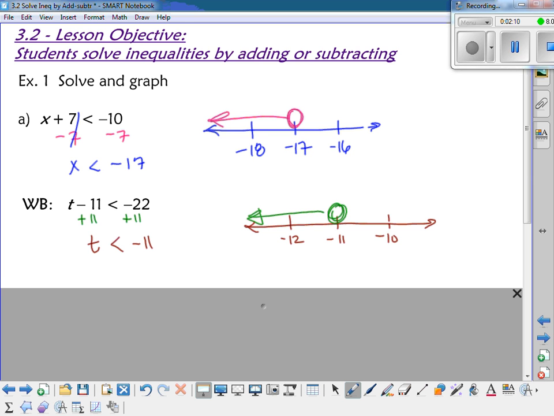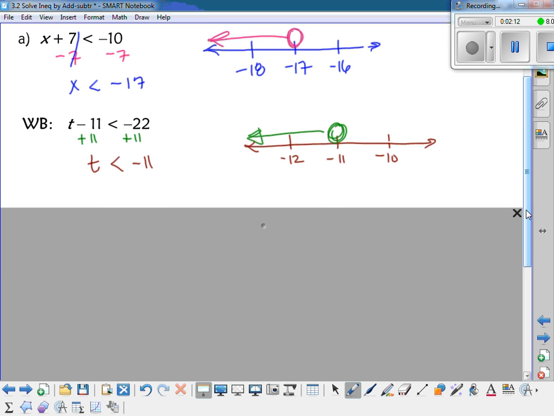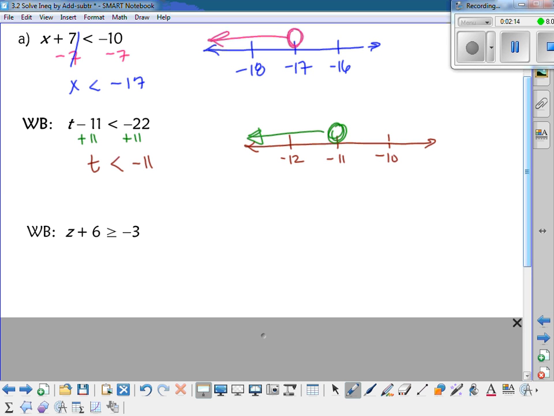All right, here's one more for you to try on your own. z plus 6 is greater than or equal to negative 3. Pause the video now.